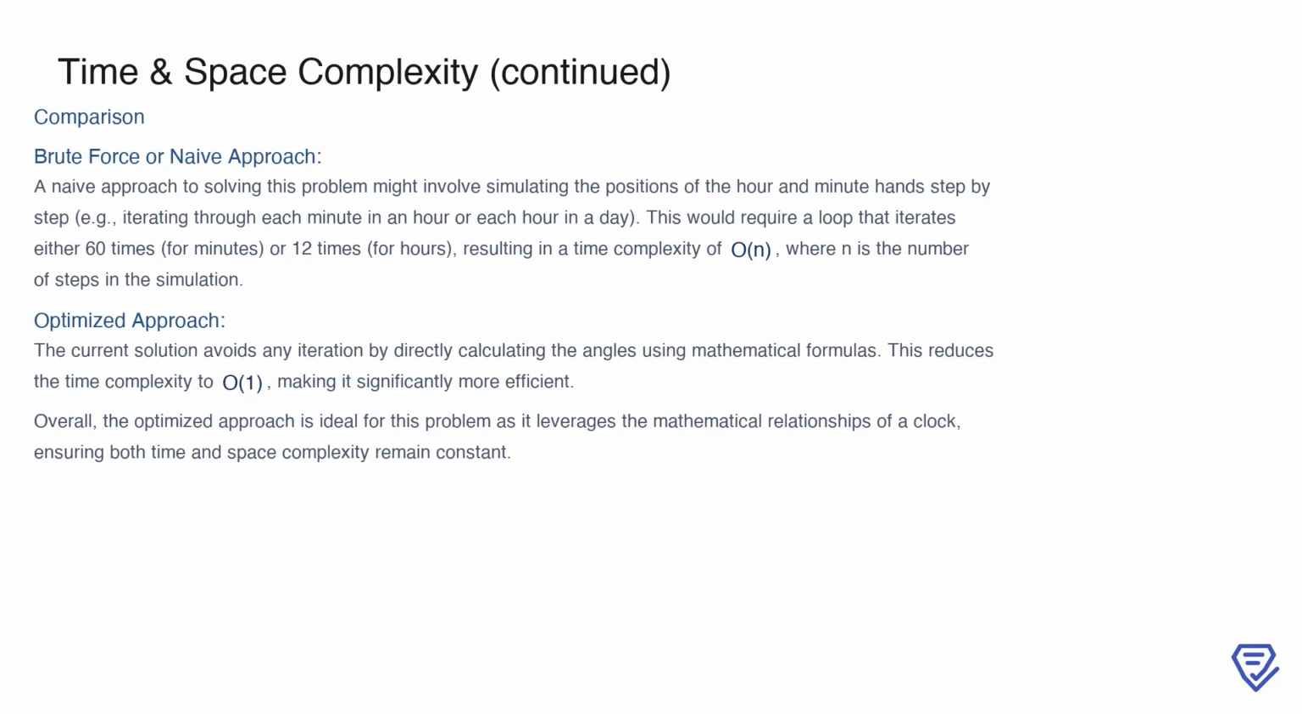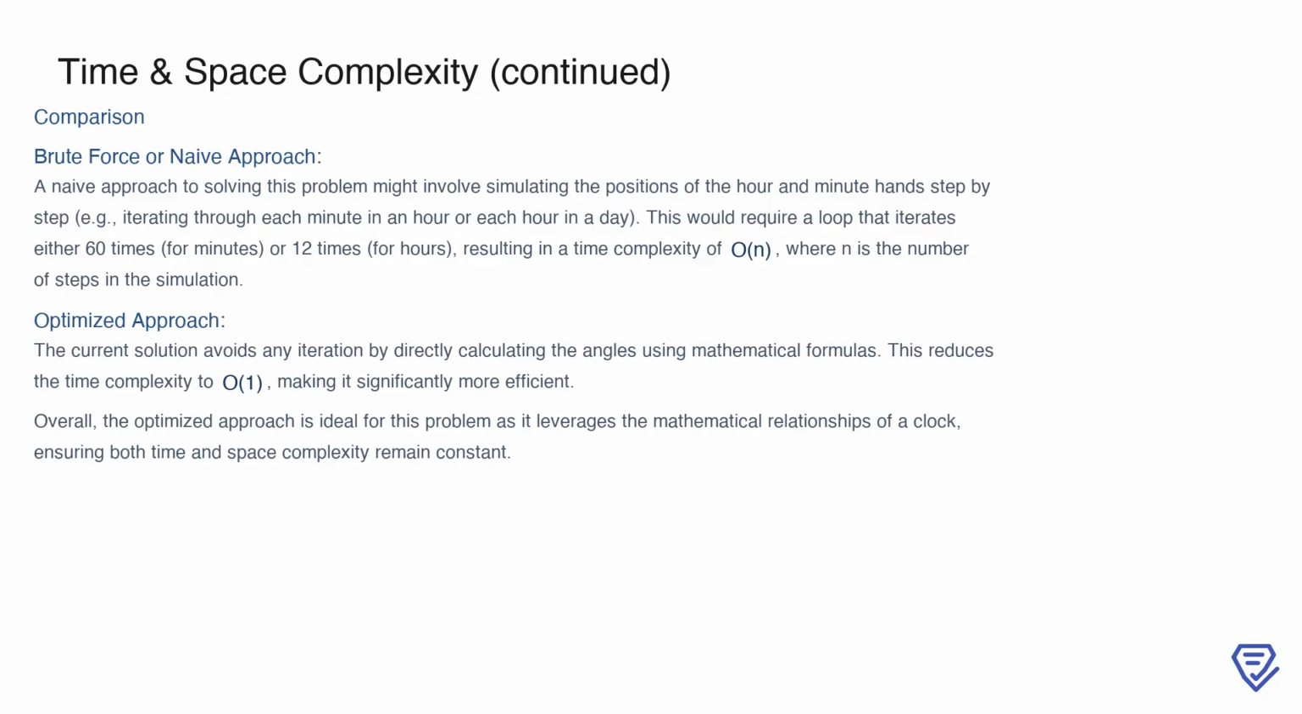When comparing this optimized approach to a brute force or naive method, the efficiency becomes even more apparent. A naive solution might involve simulating the clock hand's movement step by step, for example, iterating through each minute to update the positions of the hands or simulating an entire hour-long cycle. This would require a loop iterating 60 times for minutes or 12 times for hours, leading to a time complexity of O(n), where n represents the number of steps in the simulation.